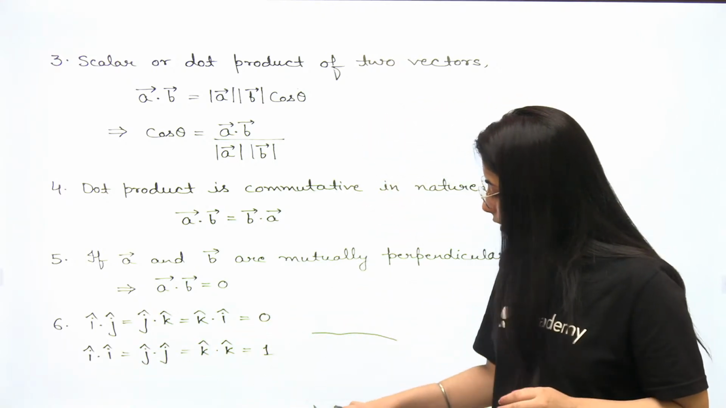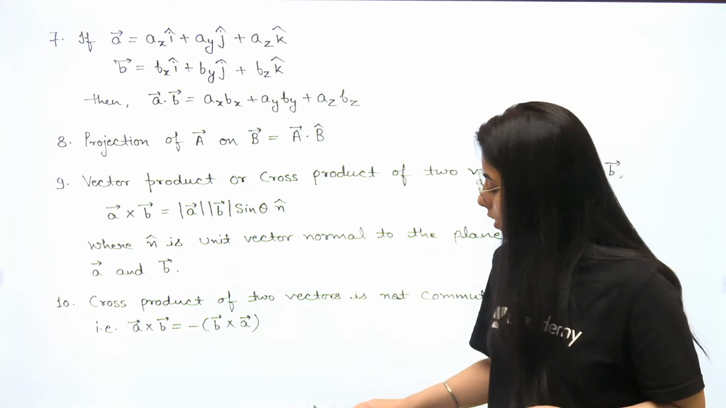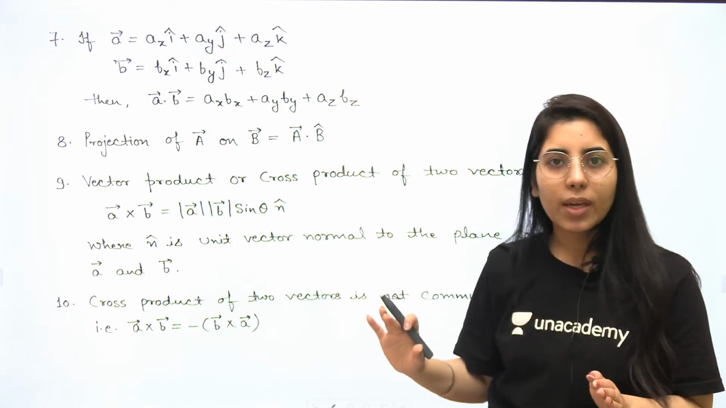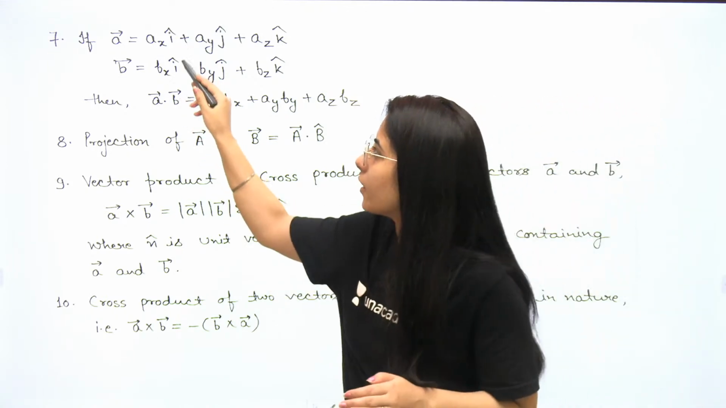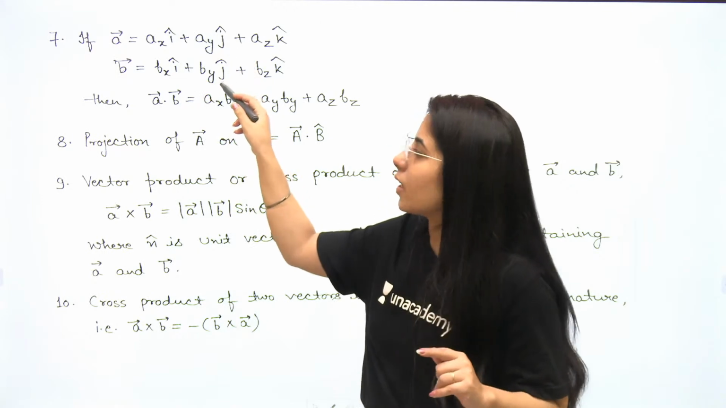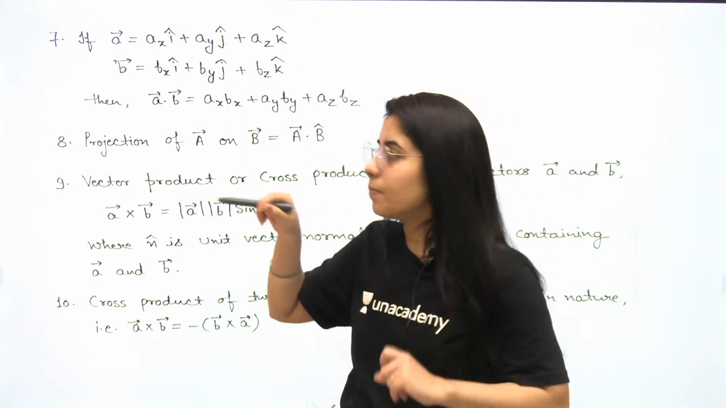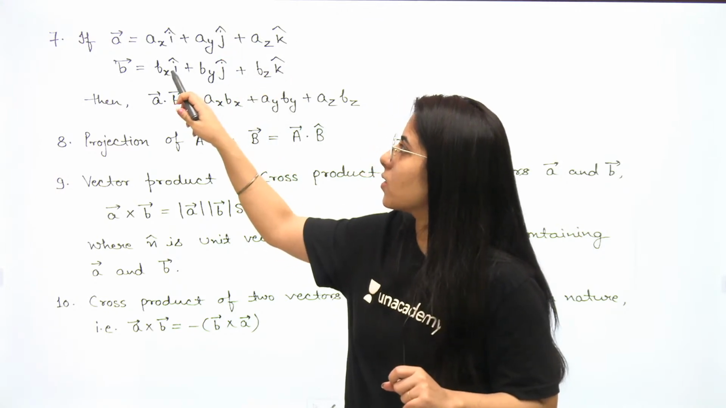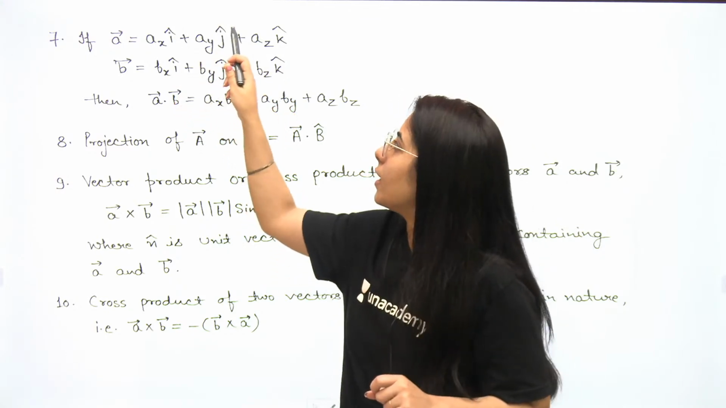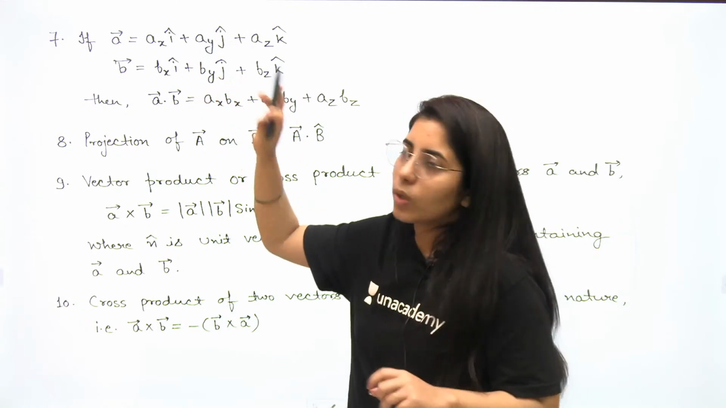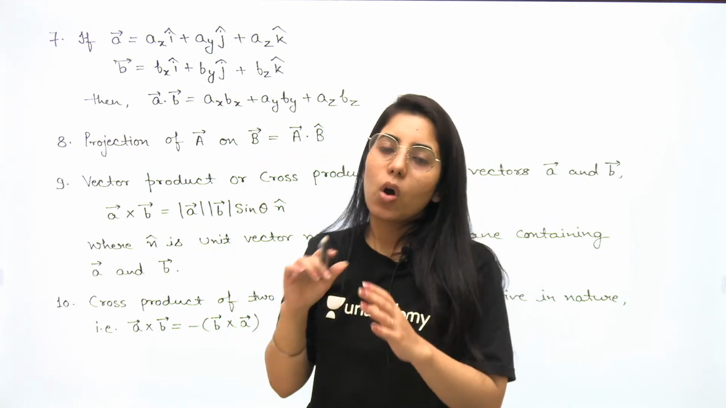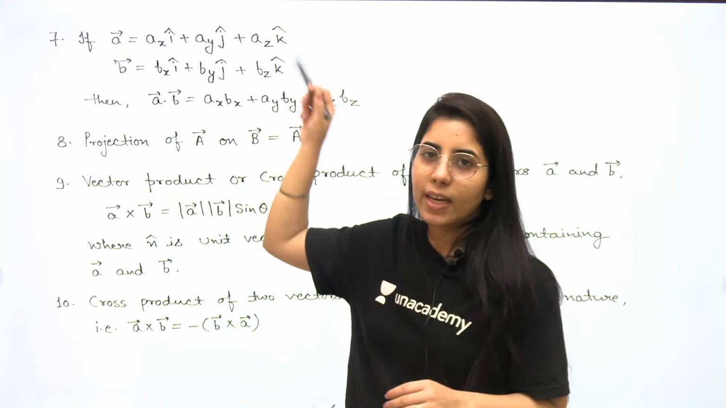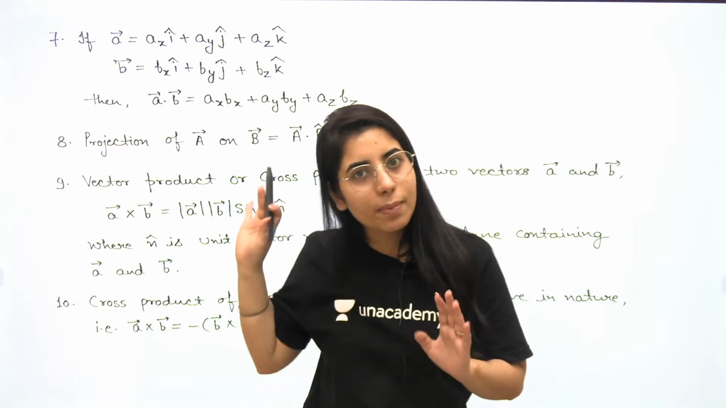So by using this property, now you can answer such dot product based questions easily, and directly you can write the answer for them. How? i dot i is 1, j dot j is 1, k dot k is 1, i dot j is 0, j dot k is 0, k dot i is 0, i dot k is 0, j dot i is 0. Like any other combination of the dot product which you will get, except i dot i, j dot j and k dot k, that will give you 0, okay, except these three.